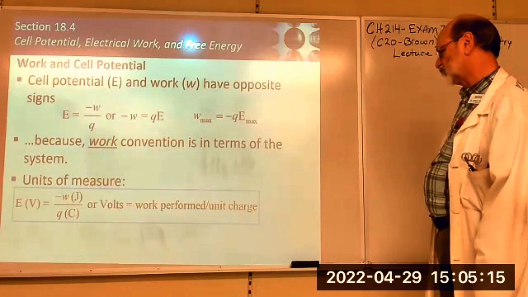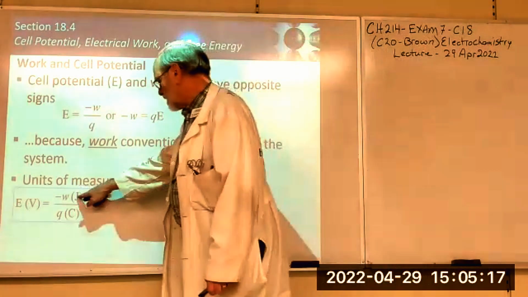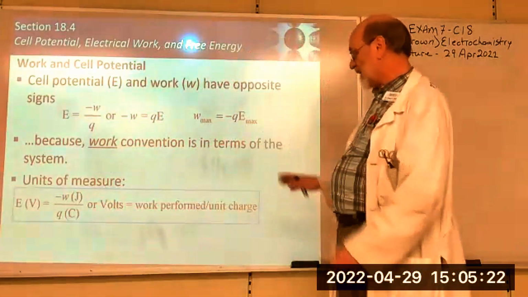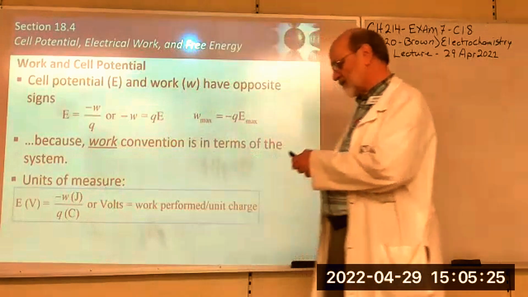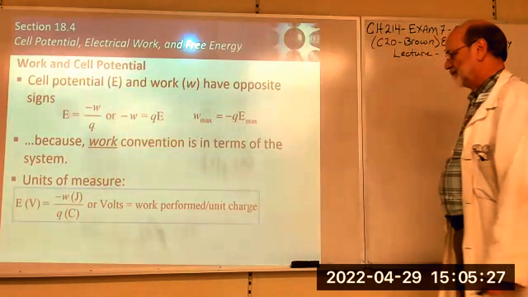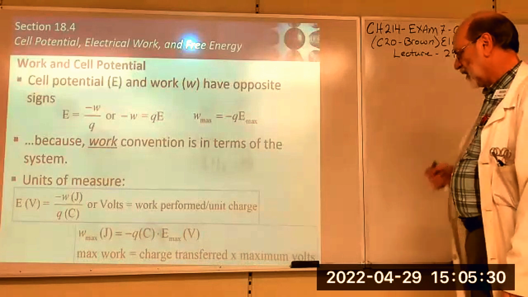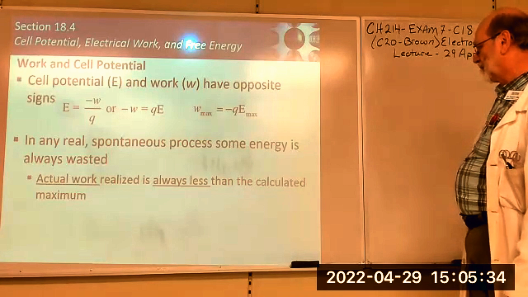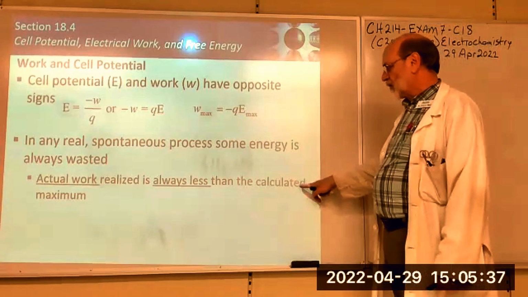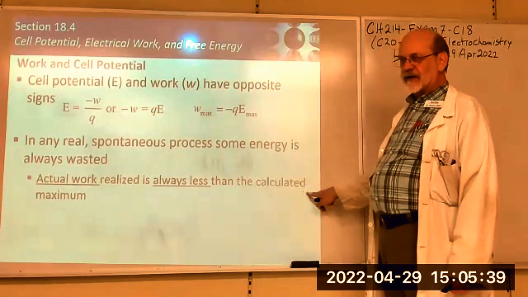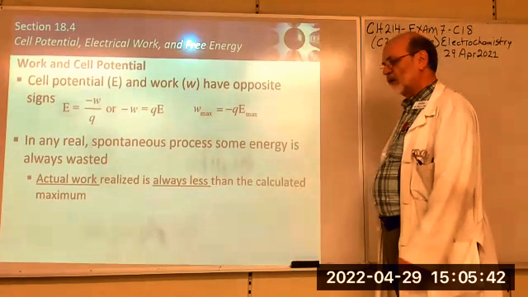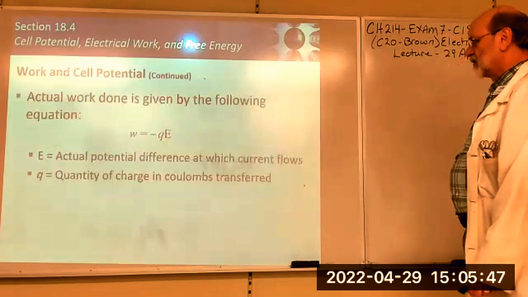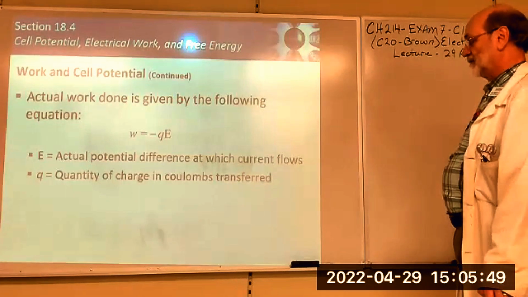Okay, that just gives you the units. Work is in joules, charge is in coulombs, and if that's the case, then the potential is in volts. Okay. The actual work that's realized is always less than the calculated maximum. We learned that from entropy. There's always loss.